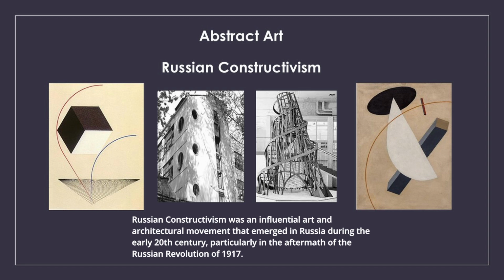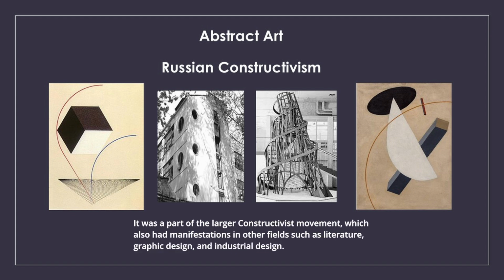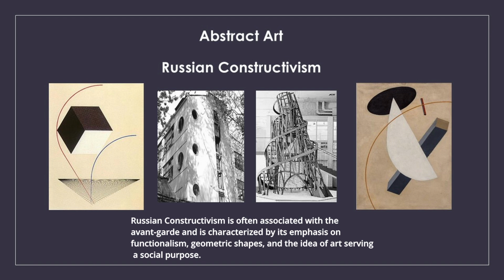Russian Constructivism. Russian Constructivism was an influential art and architectural movement that emerged in Russia during the early 20th century, particularly in the aftermath of the Russian Revolution of 1917. It was a part of the larger constructivist movement, which also had manifestations in other fields such as literature, graphic design, and industrial design. Russian constructivism is often associated with the avant-garde and is characterized by its emphasis on functionalism, geometric shapes, and the idea of art serving a social purpose.